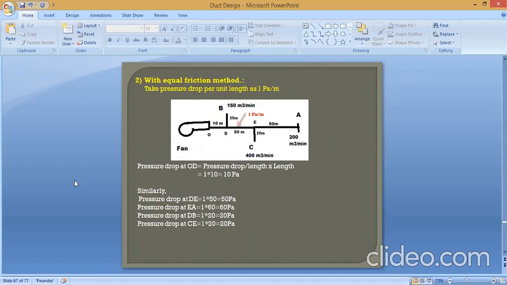Okay, so we'll see in the next slide what is the significance of that, but I have to just highlight here what is meant by index run. I hope you understood now what is meant by index run. So the index run is the one with the highest pressure loss, which in the given case is ODEA. So this is the index duct or run, sorry.